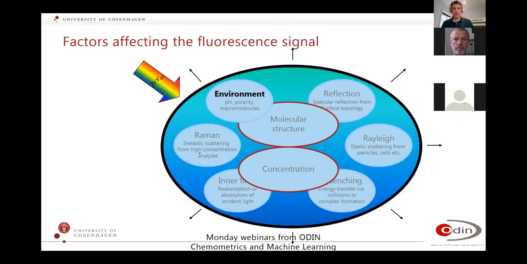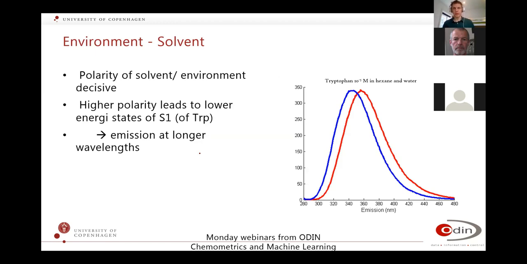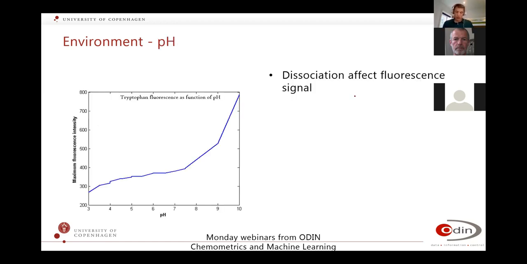Another thing that is very much affecting fluorescence, which is also affecting many other spectroscopic techniques, is the environment that is being measured in. Now, if you're looking at tryptophan, it will be very much influenced by what type of solvents you're using. This is just showing two types of solvents here. You have water here in blue, and then you have hexane here in the red. And this is just because of how tryptophan will be influenced, it will actually be stabilized by one of them, right?